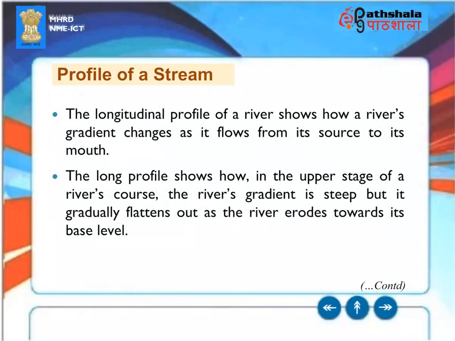The longitudinal profile of a river shows how a river's gradient changes as it flows from its source to its mouth. The long profile shows how, in the upper stage of a river's course, the river's gradient is steep, but it gradually flattens out as the river erodes towards its base level.